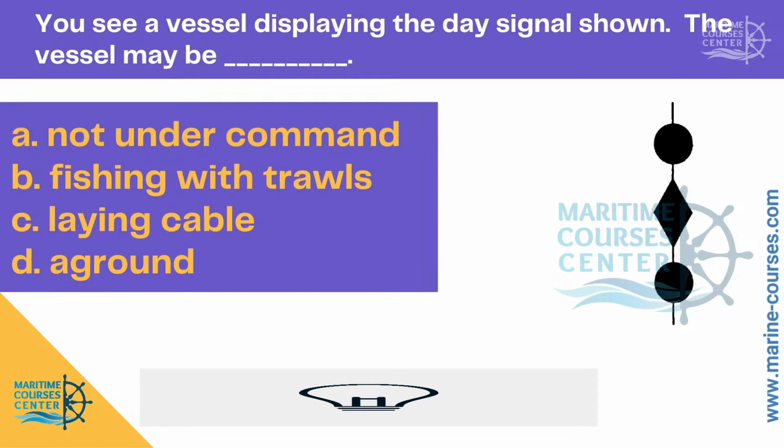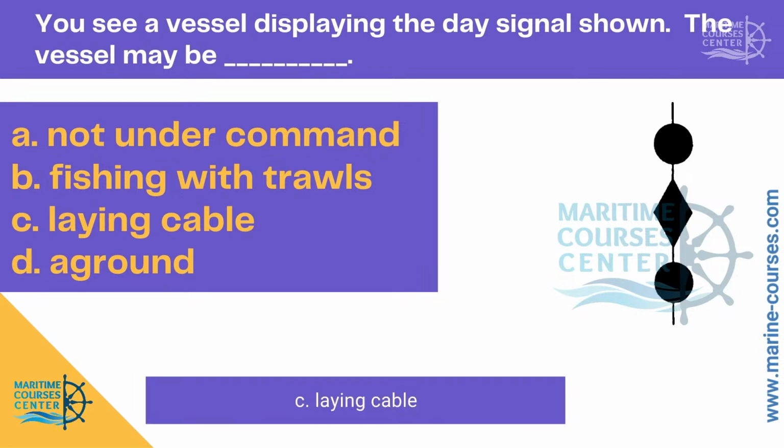You see a vessel displaying the day signal showing. The vessel may be not under command, fishing with trawls, C. Laying cable, D. Aground. What do you think about it? We have the day signal showing, so yeah, the right answer is going to be C. Laying cable.